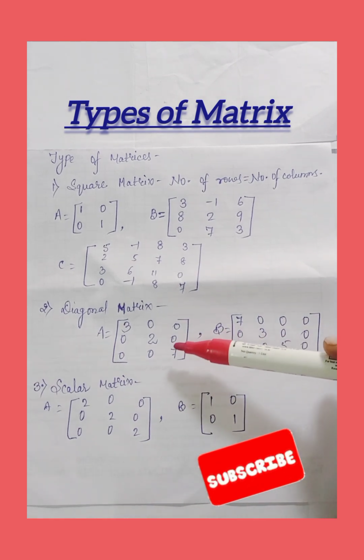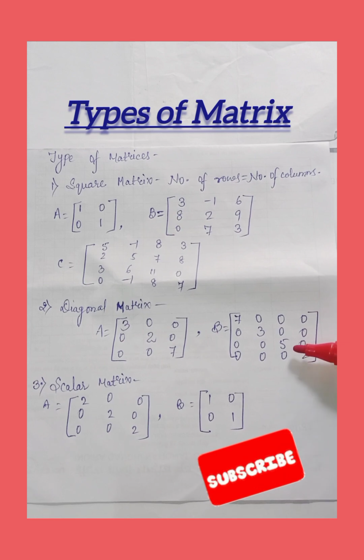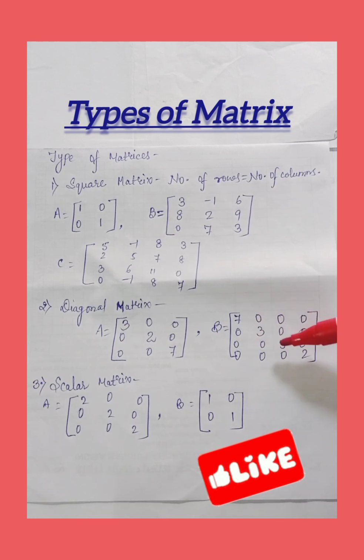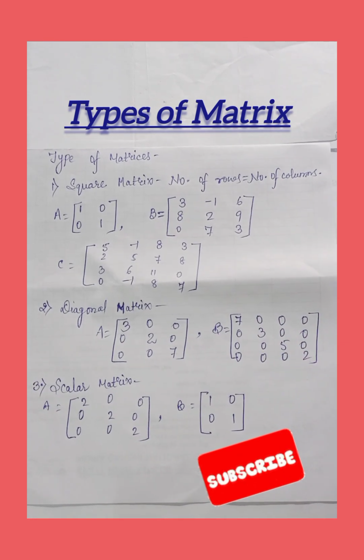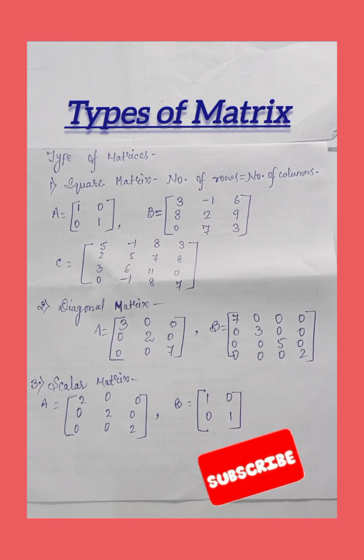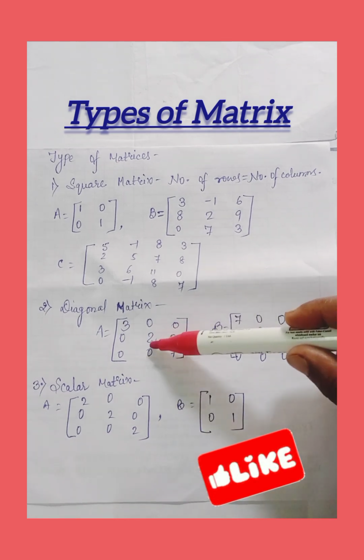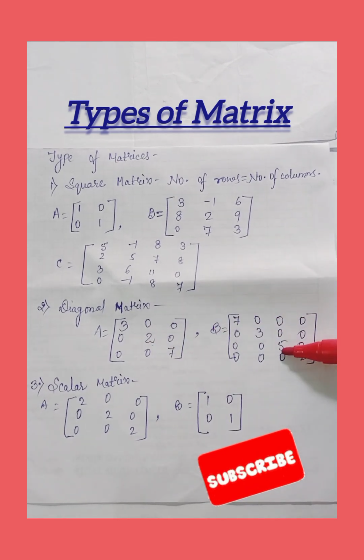This is the matrix of 3 into 3, and this is an example of a 4 into 4 matrix where 7, 3, 5, 2 are the diagonal elements. So diagonal elements will always exist, and apart from diagonal elements, the rest of the elements will be 0. So this is an example of a diagonal matrix with order 3 into 3, and this is of order 4 into 4.